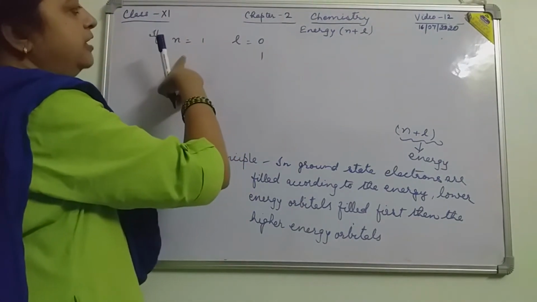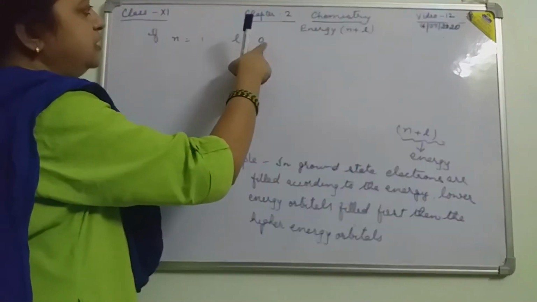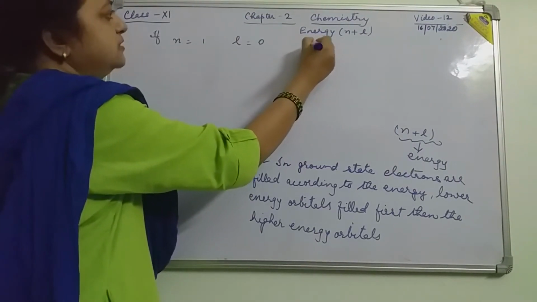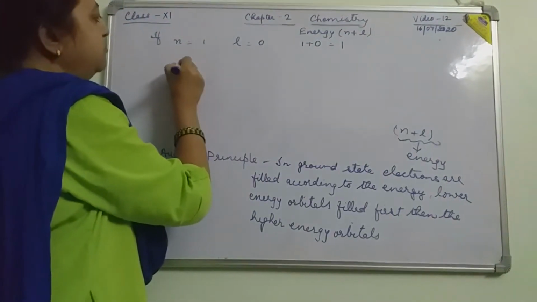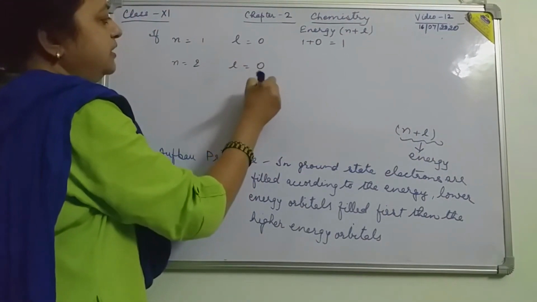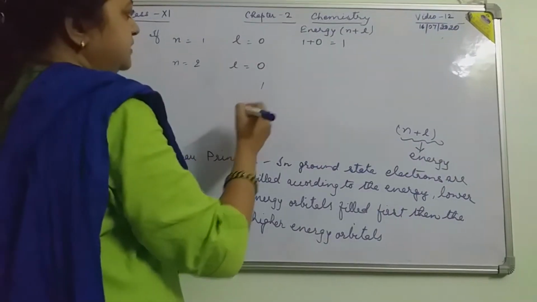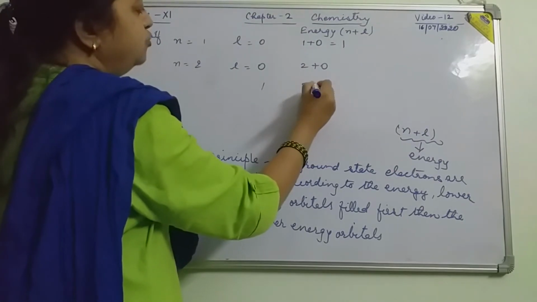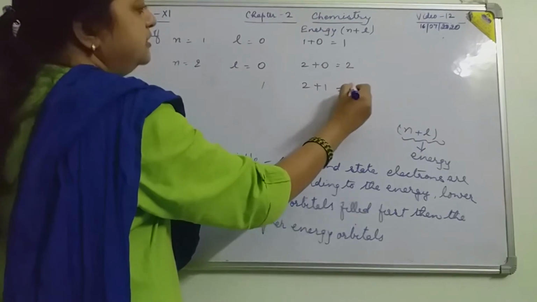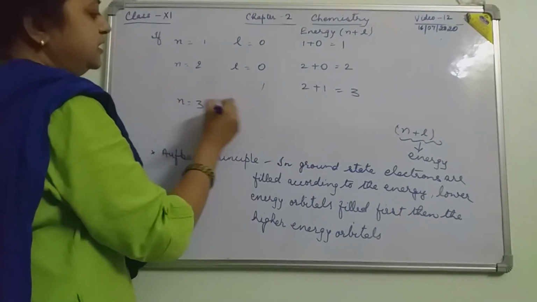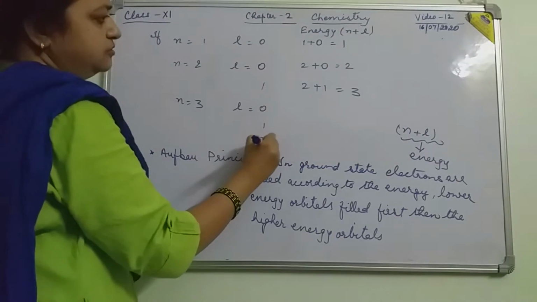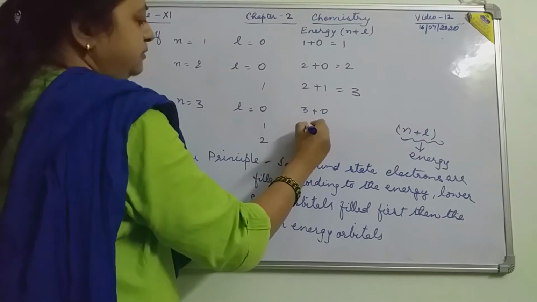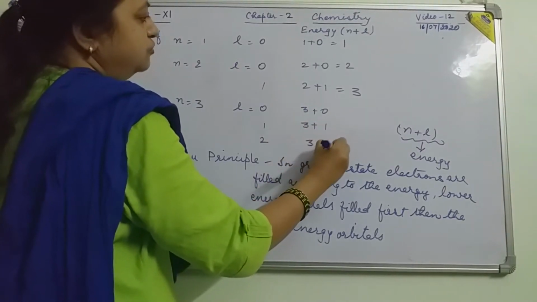If n is equal to 1, l is equal to 0, so energy is n plus l equals 1 plus 0 equals 1. If n equals 2, then l equals 0 and 1, so energy is 2 plus 0 and 2 plus 1, which is 2 and 3. If n equals 3, then l equals 0, 1 and 2, so it is 3 plus 0, 3 plus 1, 3 plus 2.